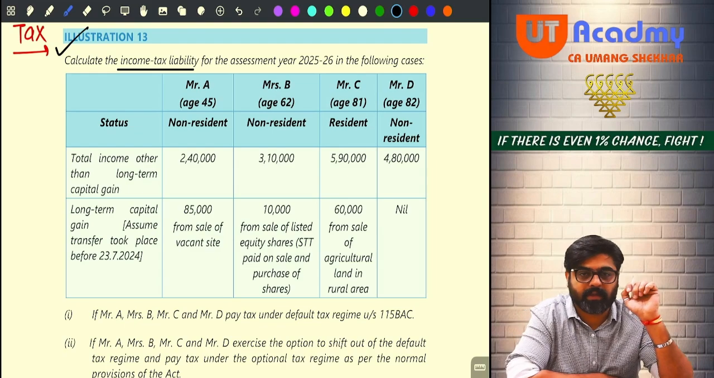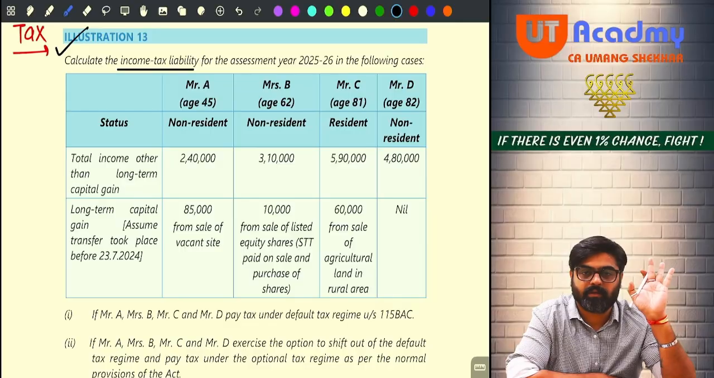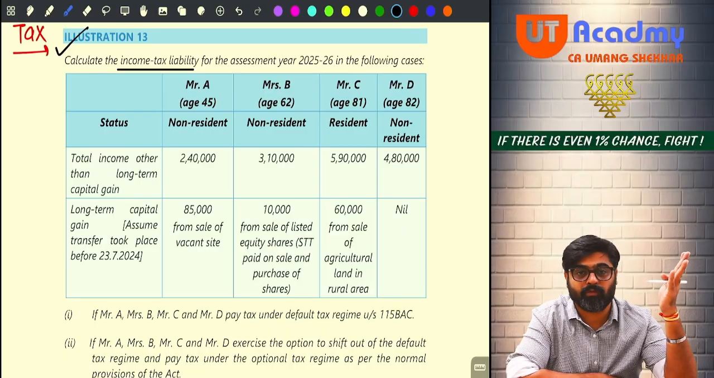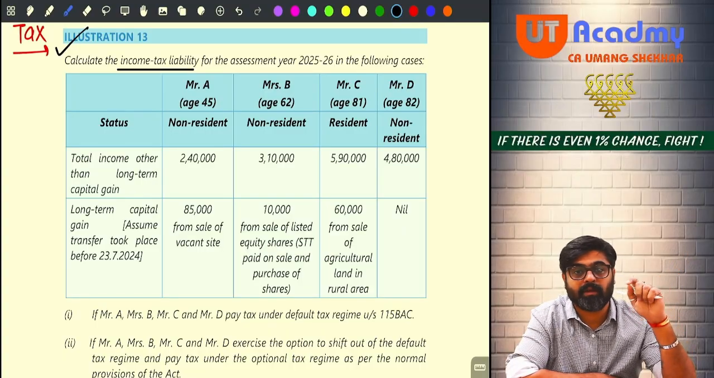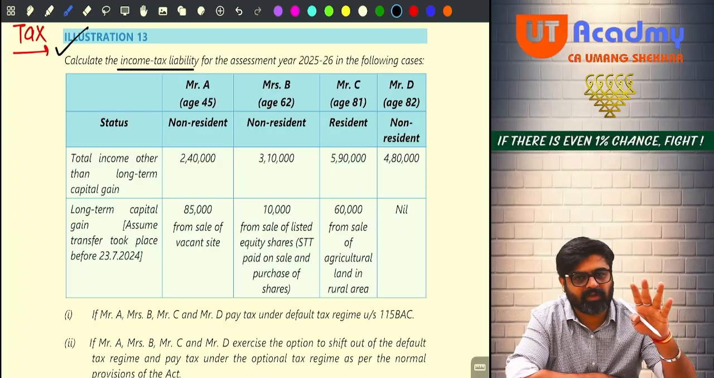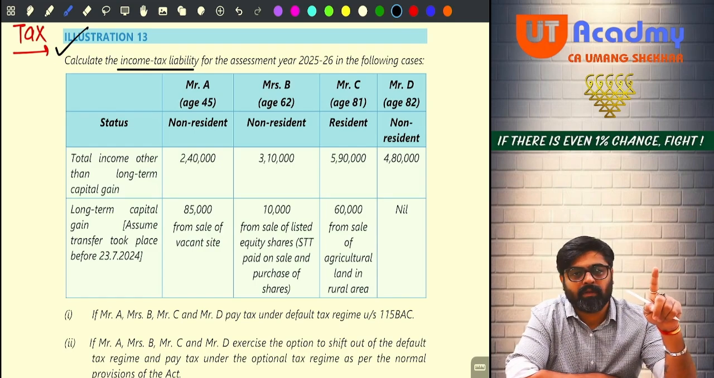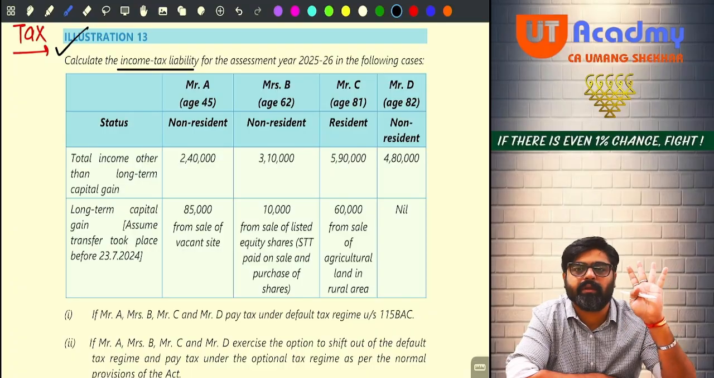See, 4 assessees are there, A, B, C and D. Out of them, only one is a resident and his age is 81. So he is a super senior citizen. If you are applying normal rates, shifting out of 115BAC, then you will have to take the basic exemption limit 5 lakh rupees. But see, if you are not shifting out, meaning that you are staying in 115BAC, you are following default tax regime, then in that case, for all of them, the basic exemption limit remains same, 3 lakhs only.